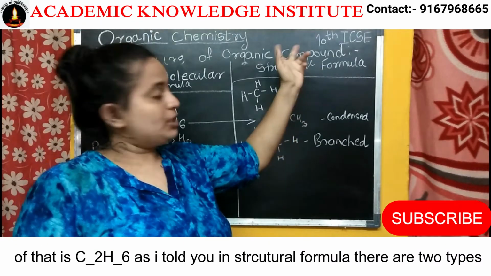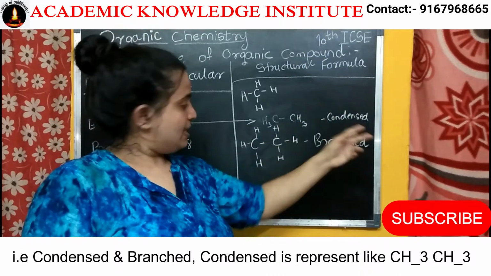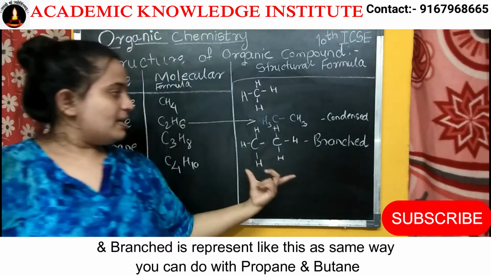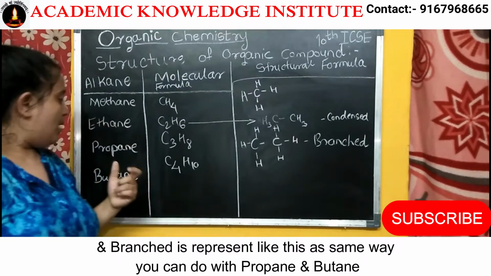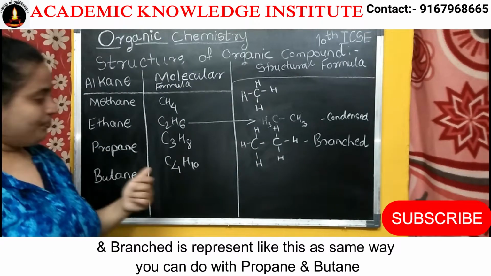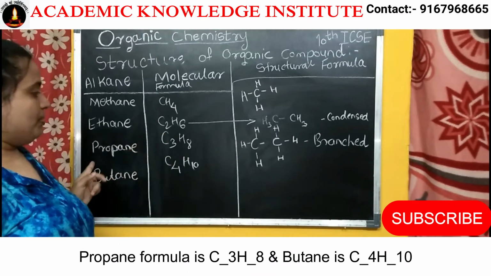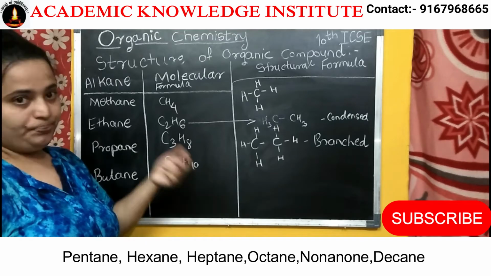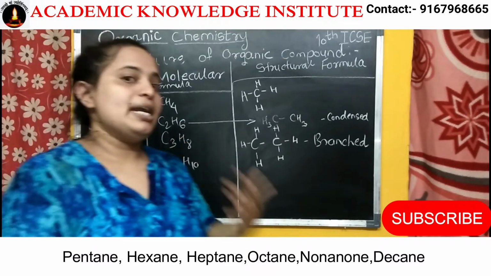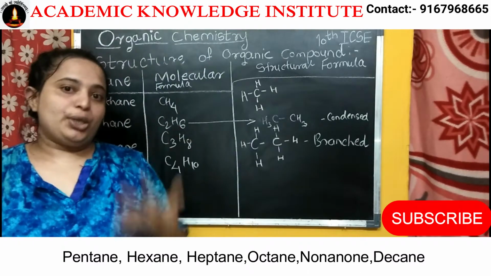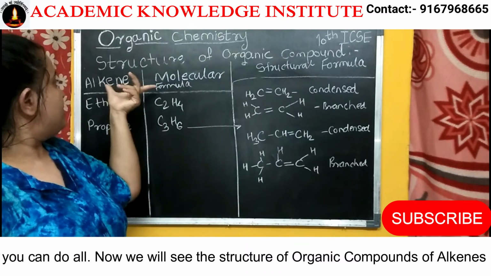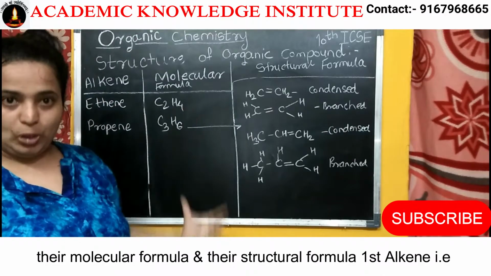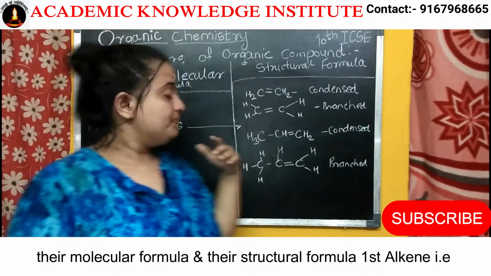As I told you, in the structural formula there are 2 types, that is condensed and branched. Condensed is represented like CH3 and branched is represented like this. In the same way you can do propane and butane. The propane formula is C3H8 and butane is C4H10, and then pentane, hexane, heptane, octane, nonane, decane, you can do all. Now we will see the structure of organic compounds of alkenes, their molecular formula and their structural formula.